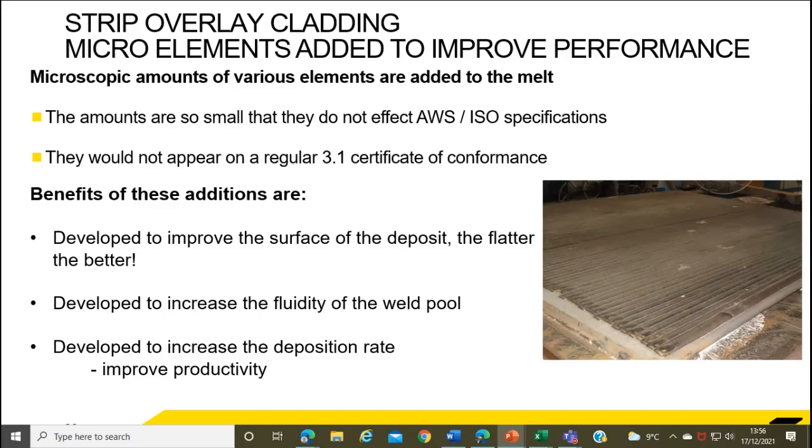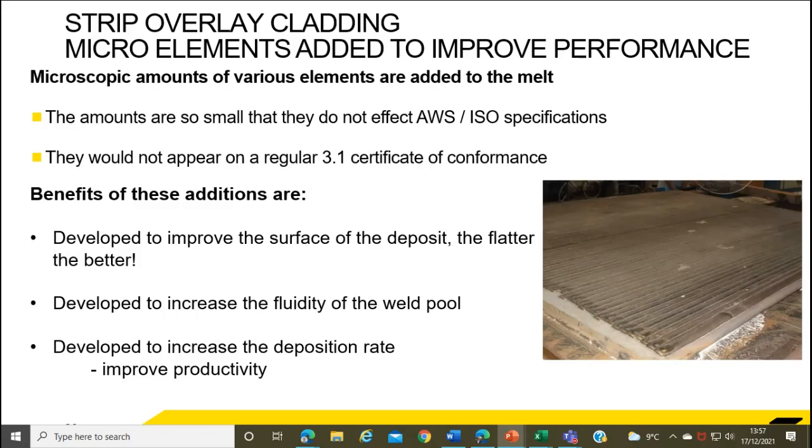Talking about strip electrodes particularly, they're developed specifically to improve the surface finish. We want the surface finish of the strip to be as flat as possible. This helps by increasing the fluidity of the weld pool and deposition rate, obviously. So these are micro elements. They wouldn't appear in your 3.1 certificate because the content is so small, and it's really the secret chemistry, if you like.